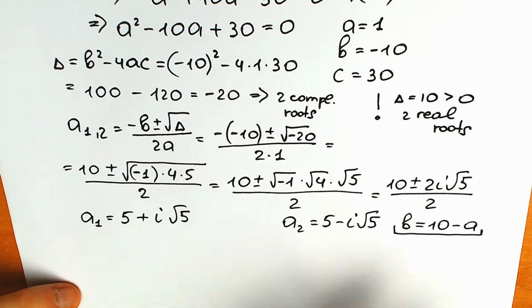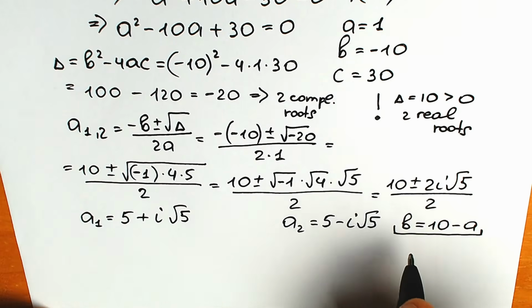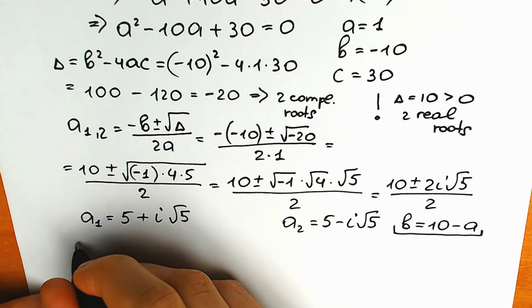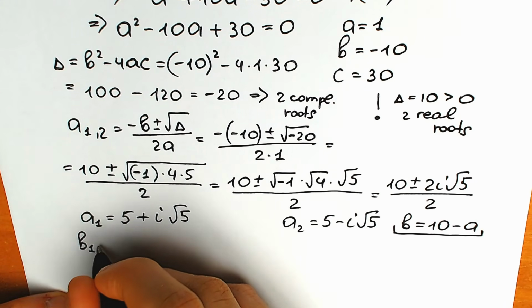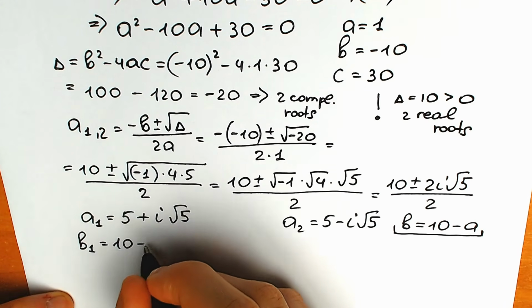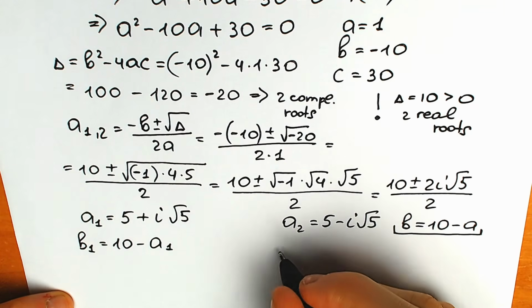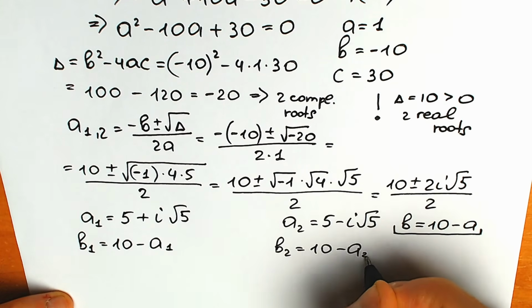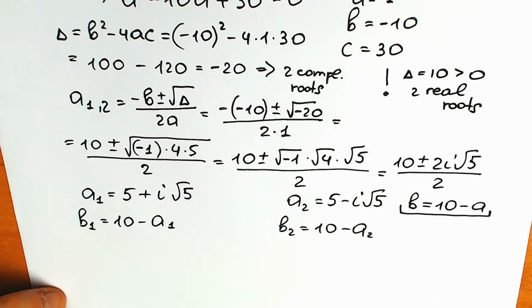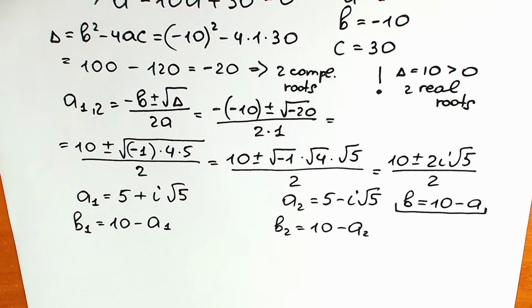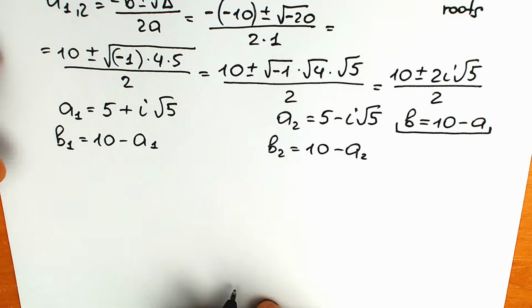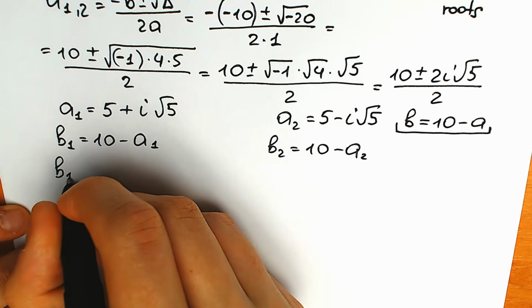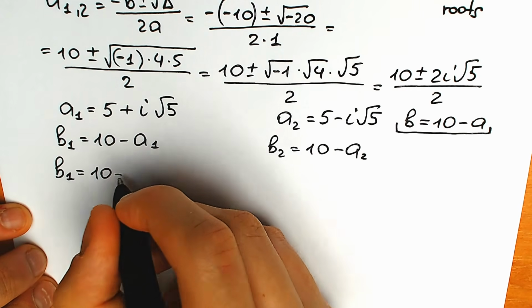I just want to rewrite it right here. So b equal to 10 minus a. As a result, on this side we can find b first equal to 10 minus a first, and right here b second equal to 10 minus a second. So right now let's solve, for example, for b first. Let's do it. So b first equal to 10 minus a first.